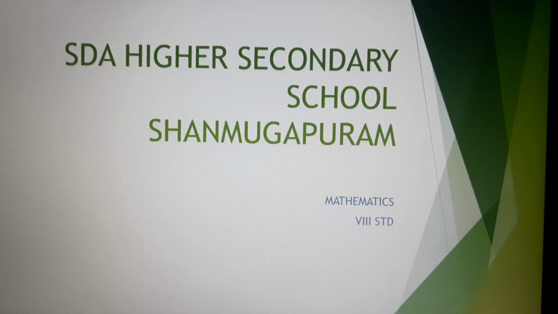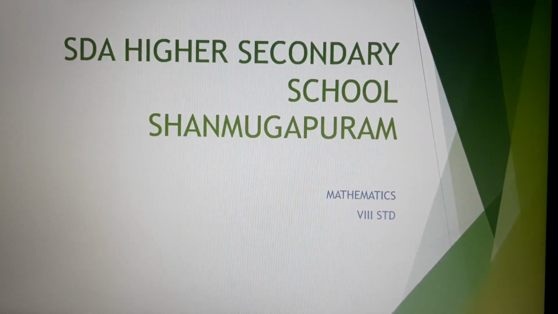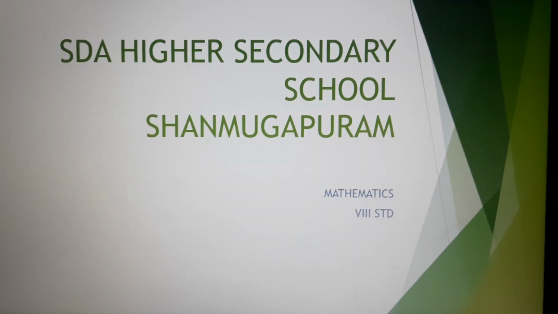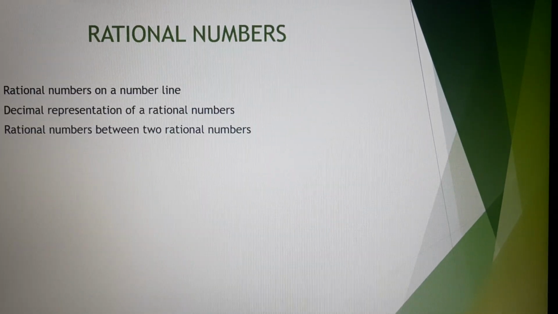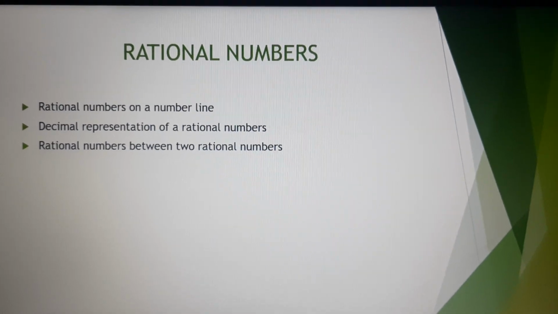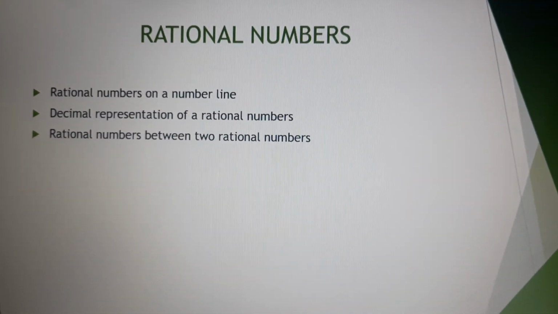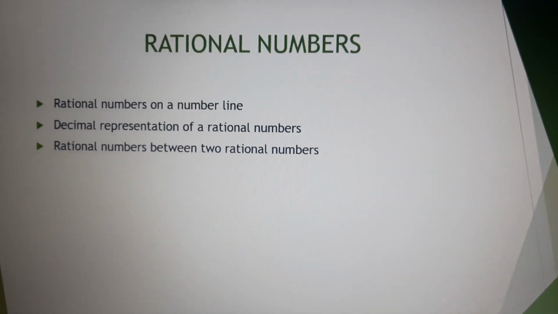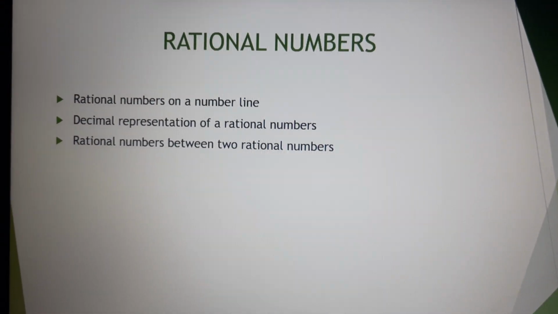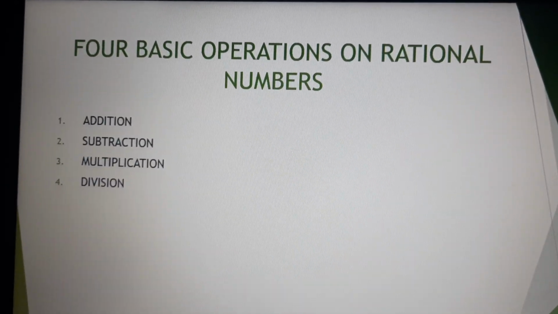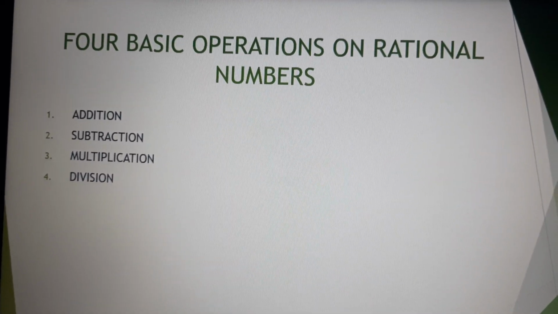Before that, I want to recall what you learned in the previous classes. What did you learn in the previous classes? Rational numbers on a number line, decimal representation of rational numbers, and rational numbers between two rational numbers. Let me move to today's topic: four basic operations on rational numbers.